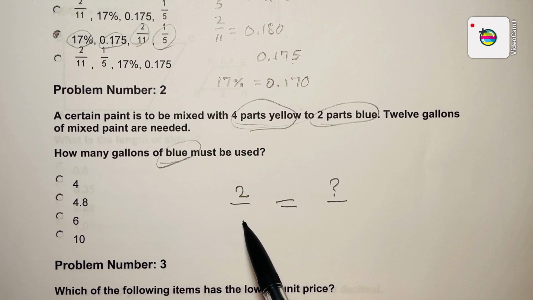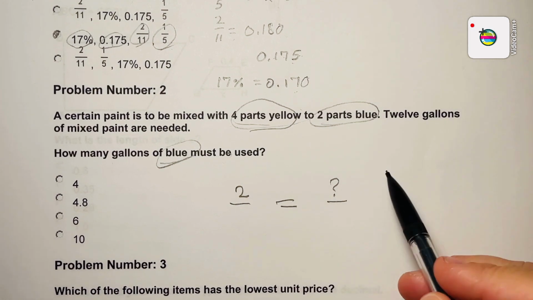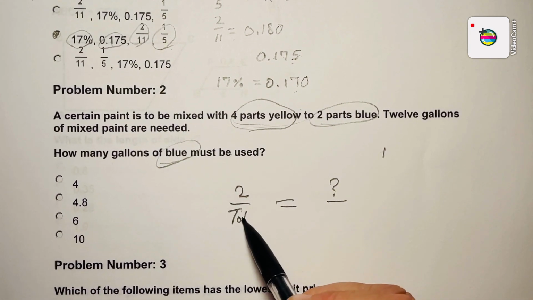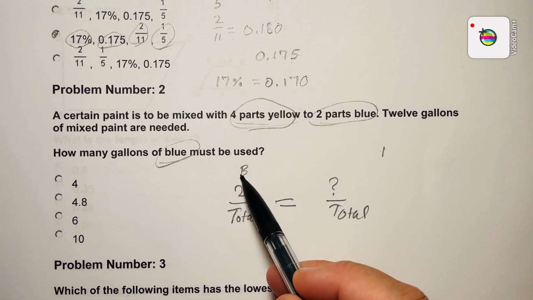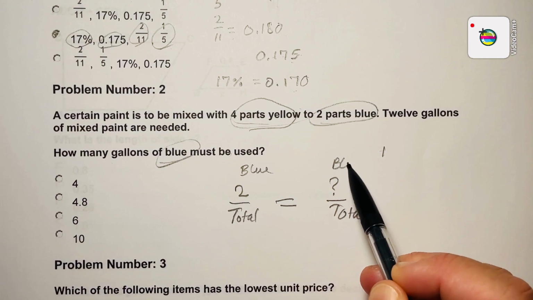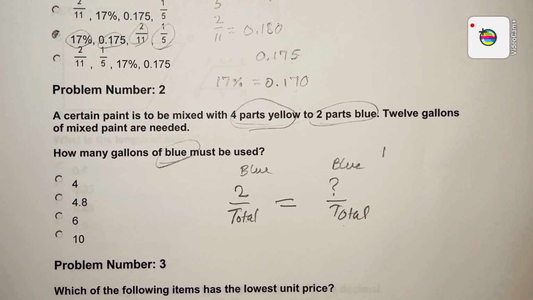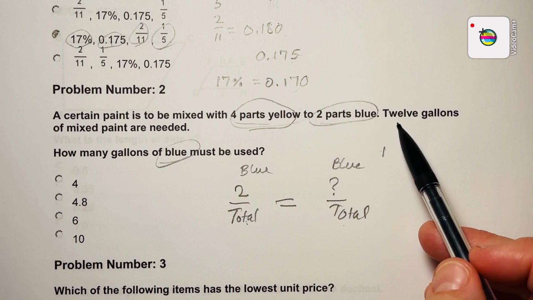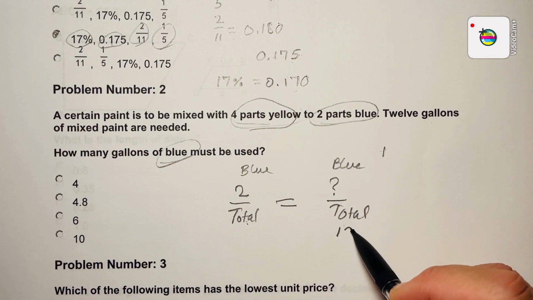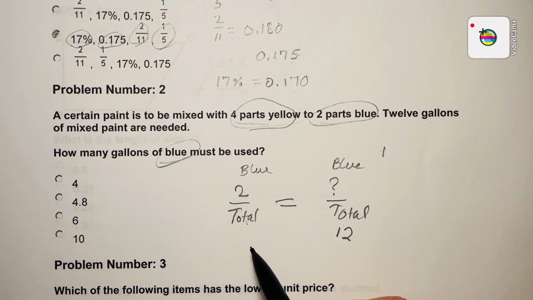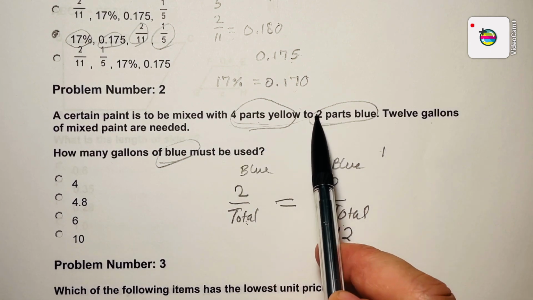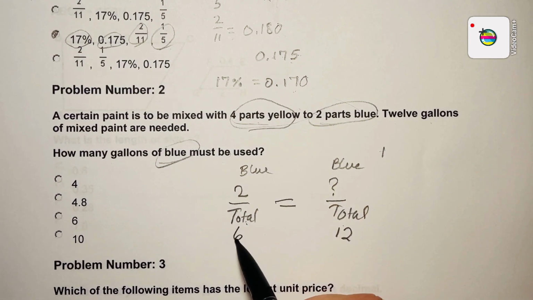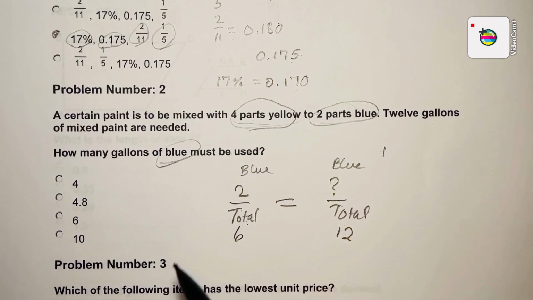The other thing that we have for both problems is the total. We have the total. See, this numerator was blue paint, and the denominator is total paint. So 12 gallons are needed. The total over here is 12. And the total over here is just add 4 and 2. You know the total on this side is 6. 4 parts yellow, 2 parts blue. Together that makes 6. Okay?